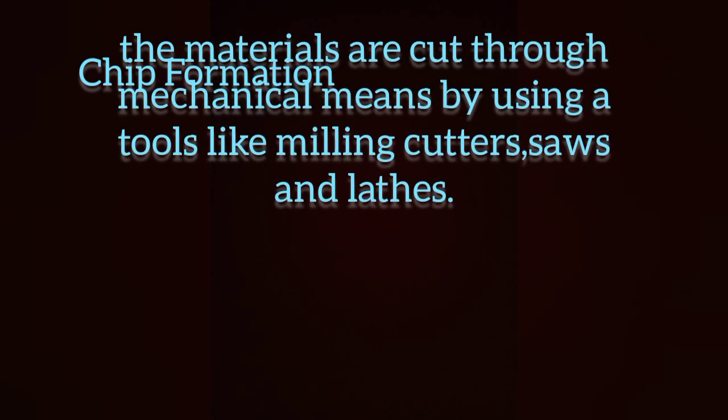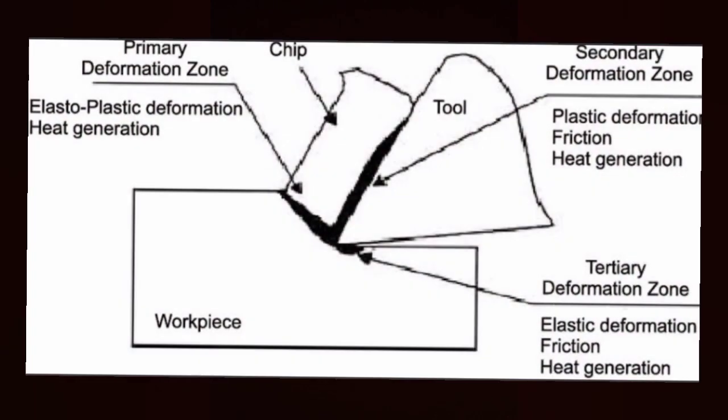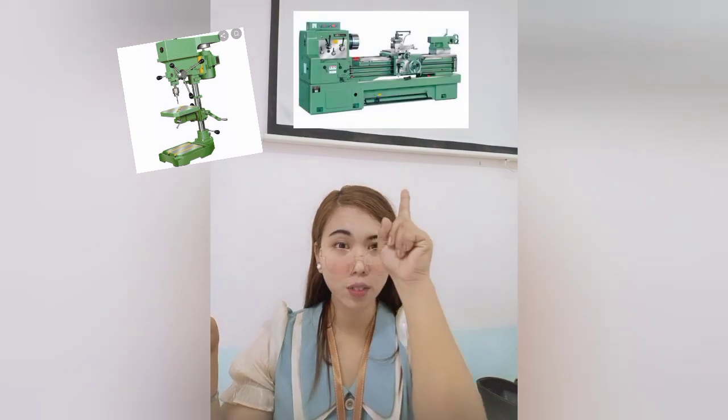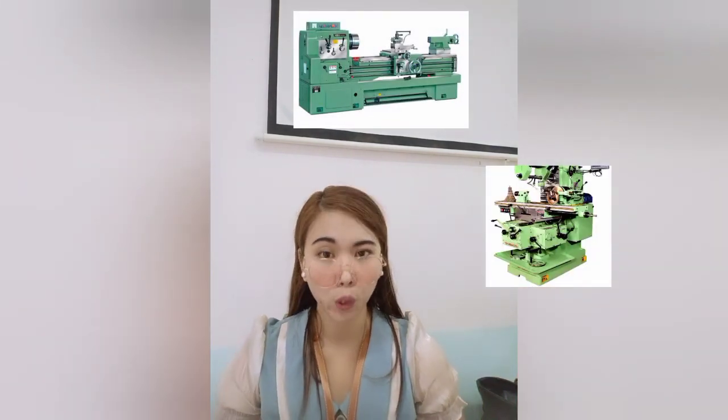So lastly, guys, we have chip formation. In this process, chips are cut through mechanical means by using tools like milling cutters, saws, and lathes. Okay, guys, these machines are under the classification of stationary tools.